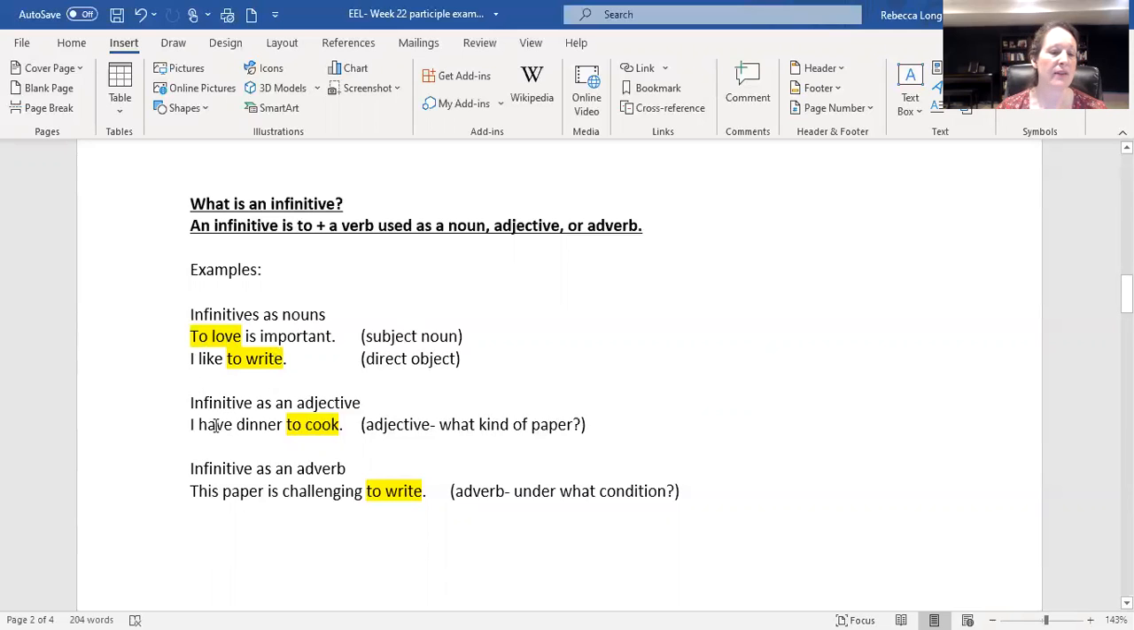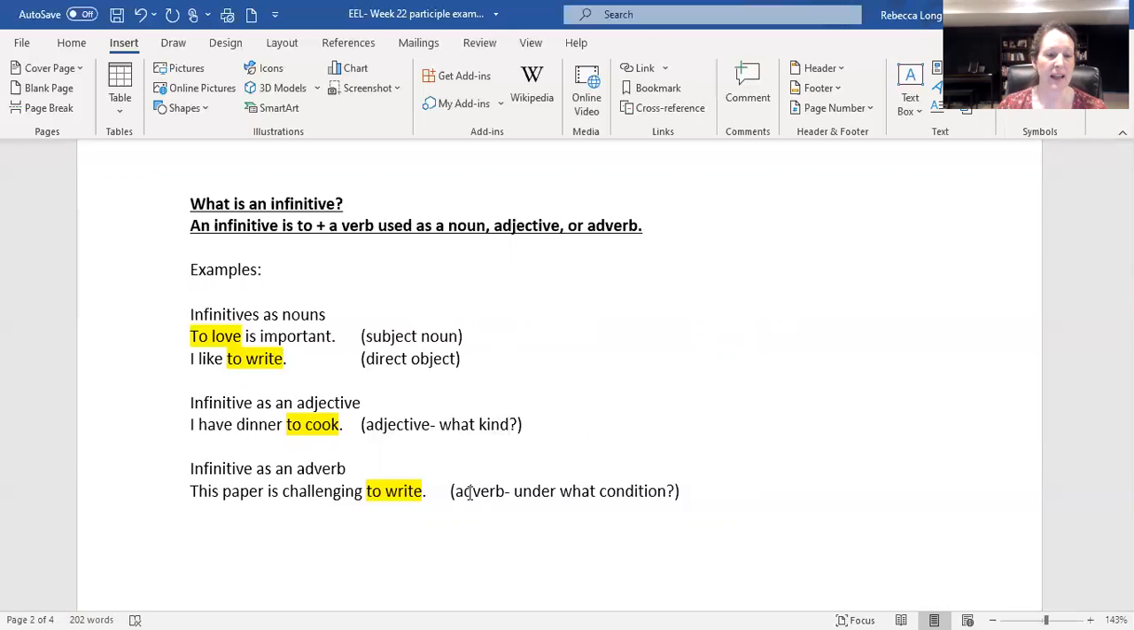Here is an example of an infinitive used as an adjective. I have dinner to cook. What kind of dinner? To cook. That answers the question, what kind? And so here, we ask what kind of dinner? The kind of dinner to cook. Here's the infinitive acting like an adjective.